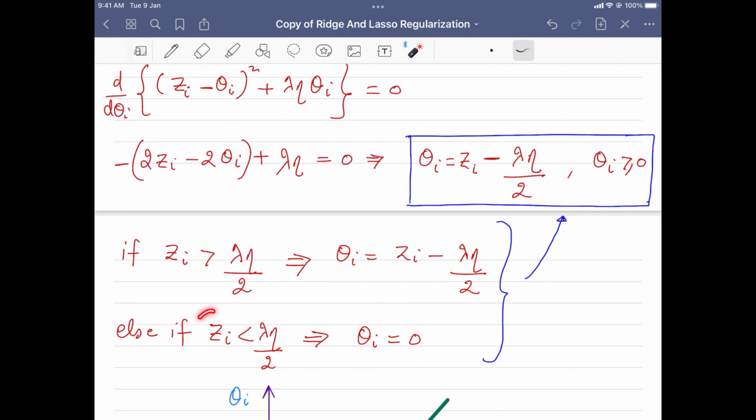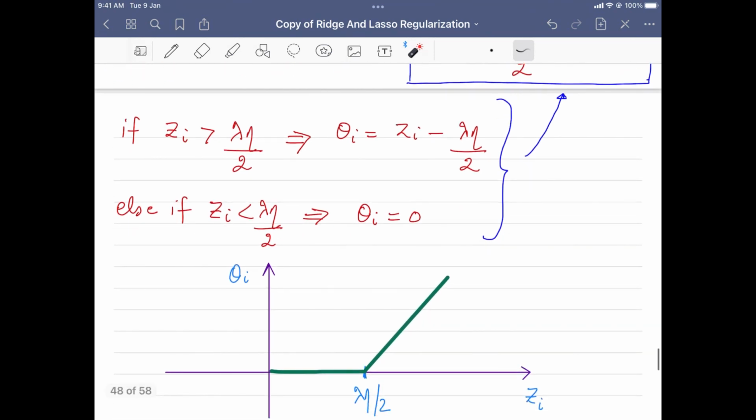But if your zi is less than lambda eta by 2, then what will happen? In that case, your theta I will become less than 0. So if your theta I becomes less than 0, it is not in this range, that is where theta I is greater than 0. So it will make its value equal to 0. So the theta I will become equal to 0 here.